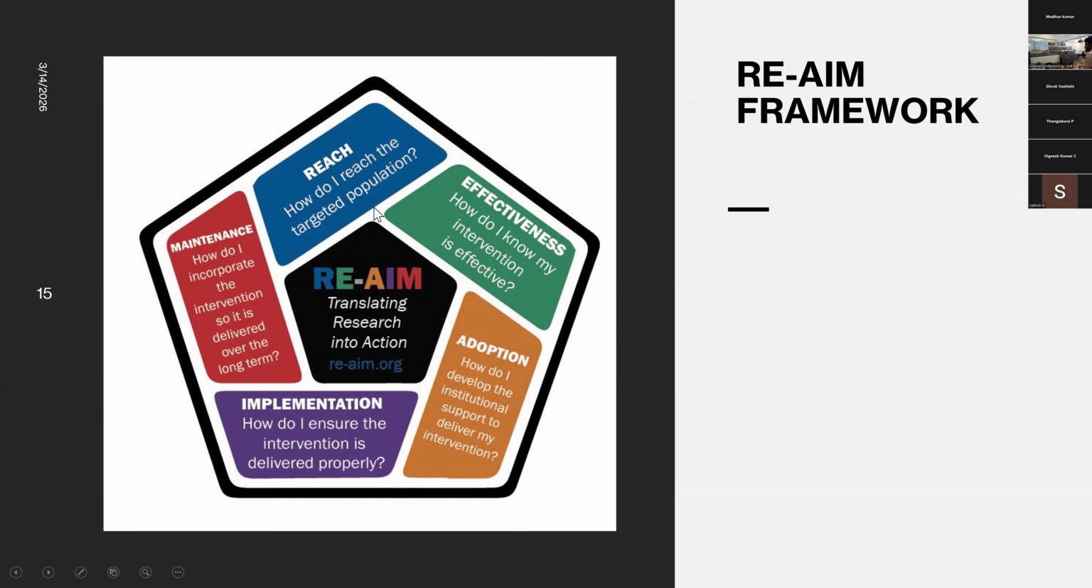How much has the study reached the population? Is the intervention effective in the population? Is the intervention adoptable, whether the new intervention can be adopted into the health system of the country or the hospital? How do we ensure that the intervention is delivered properly, whether it is delivered as per the initial protocol shown in the efficacy study, and whether it is sustainable in the long term? These are all the frameworks through which an implementation study should be assessed for outcome.